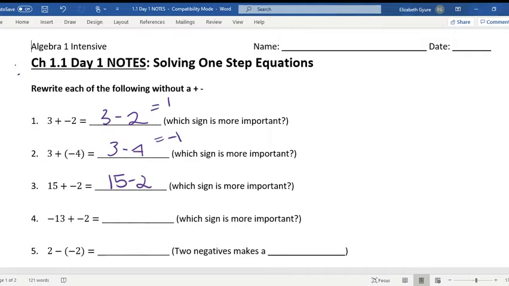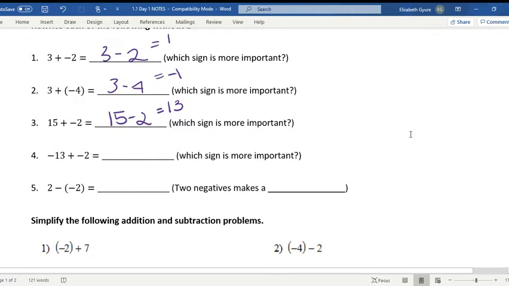Okay, 15 minus 2. 13, right. Okay, so now we have a little bit more negative stuff going on. We have 13 plus a negative 2. How could I rewrite this one?